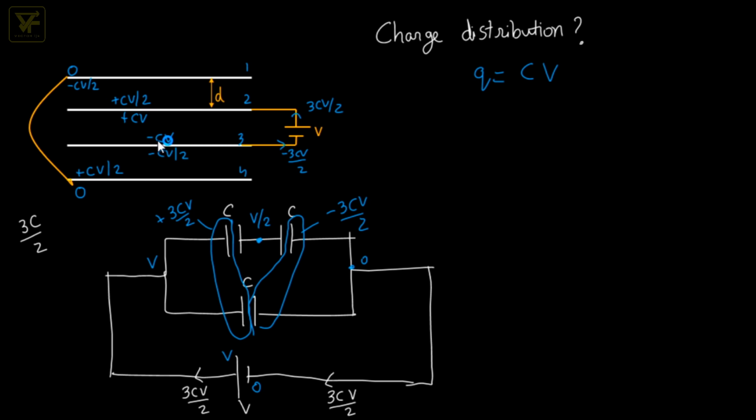You can also check whether your calculation is correct or not by looking at the plates 1 and 4. Plates 1 and 4 were never connected to battery. They were completely isolated. Yes or no? So total charge on 1 and 4 should always be 0. Check it out if it is coming out to be 0. Here it is plus CV by 2, here it is minus CV by 2. So 0, 0 and 0 also 0. So our calculations seem correct. So this is how the charges are distributed across the 4 plates.